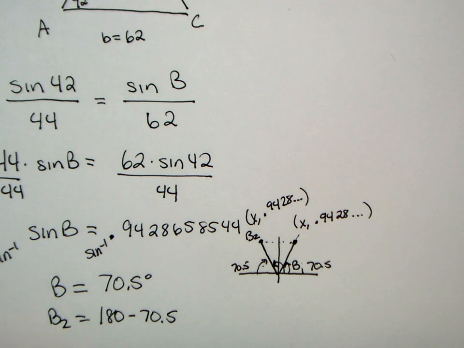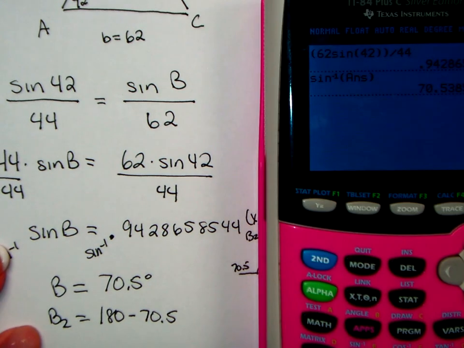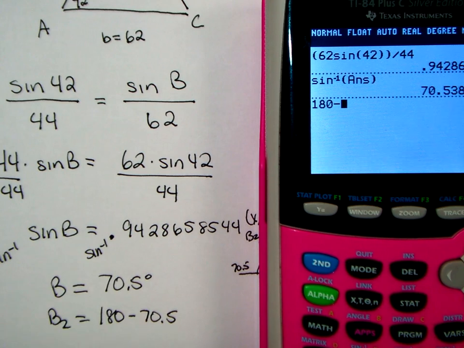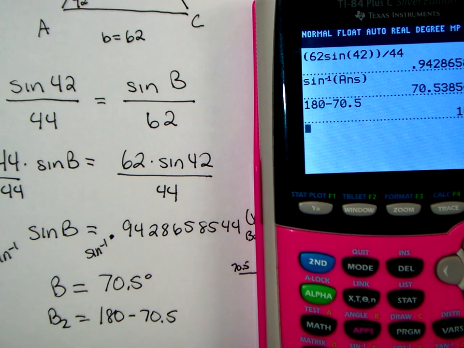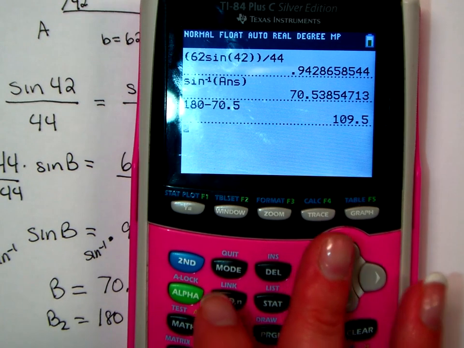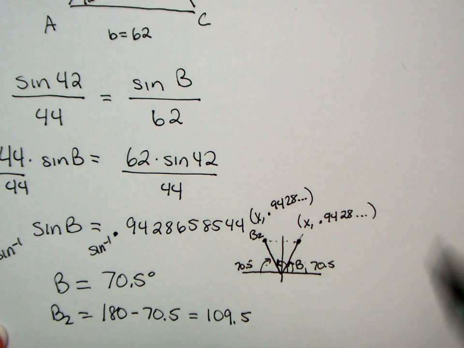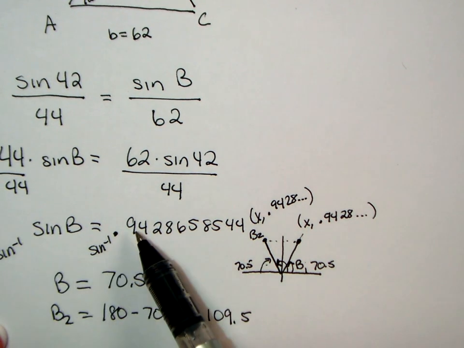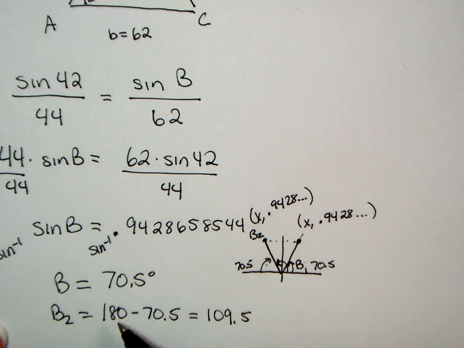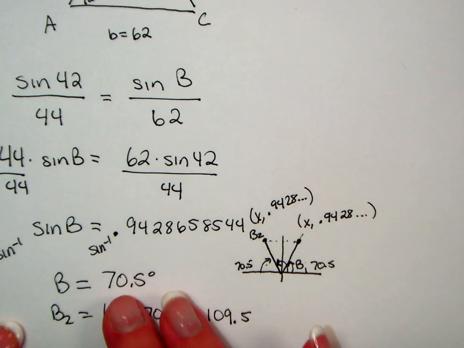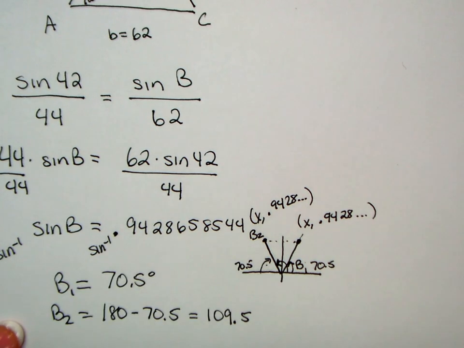Did I say that right? 180 minus 70.5. So if I do 180 minus 70.5, I'm going to get 109.5, right? That's my second angle. So the first time we went through, this equation had 0 solutions. Or the equation is going to have 2 solutions. 0 solutions or 2 every single time. You're going to have to try them out. So angle B sub 1, I'm going to call it 70.5, and angle B sub 2 is 109.5.